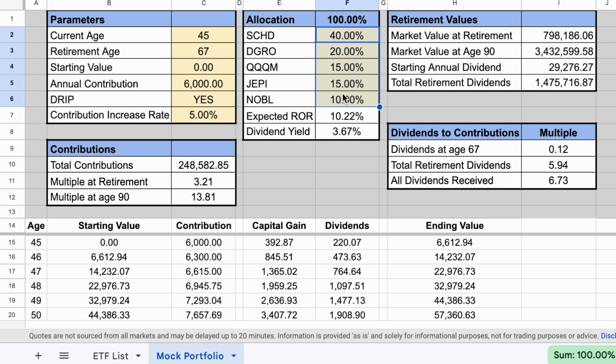You don't have to use all 5 slots. The spreadsheet will work with any combination of tickers up to a maximum of 5. Just be sure that the total allocation sums to 100%. You can refer to cell F1 as a test to make sure your individual allocations add up to an even 100%.